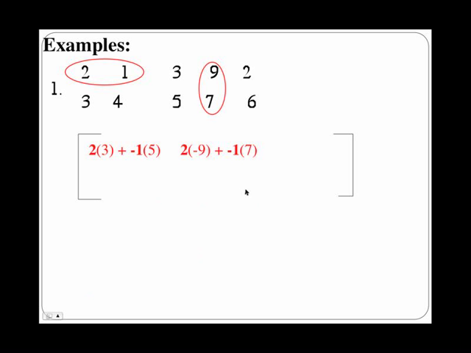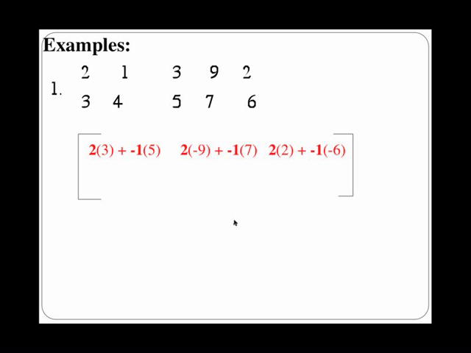And then to finish off the first row, we're going to multiply the first row by the third column. And so 2 times 1, or 2 times 2, and -1 times -6, and add those values together. And what that does is that finishes off the first row of our answer matrix. And remember, what we did is we multiplied this first row by each of the 3 columns individually, and that's how we got our 3 answers in our first row.